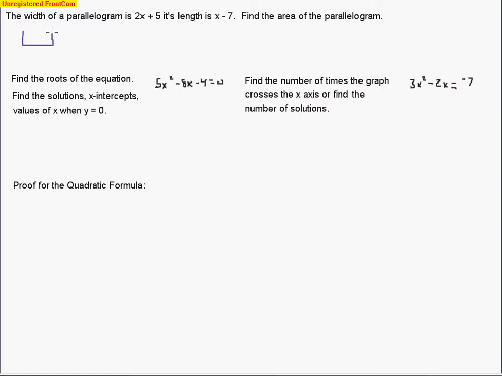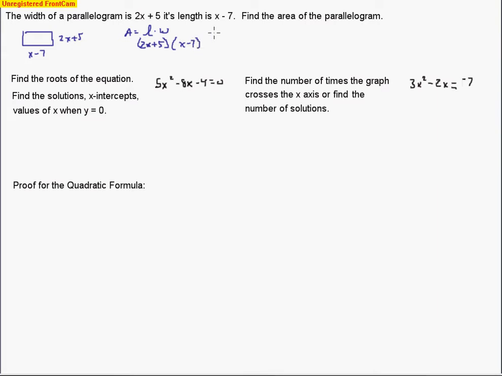So here we have a width of 2x plus 5. The length is x minus 7. So when we're trying to find area, area is just length times width. So let's go ahead and substitute these values in there. So 2x plus 5, and that's being multiplied by x minus 7.